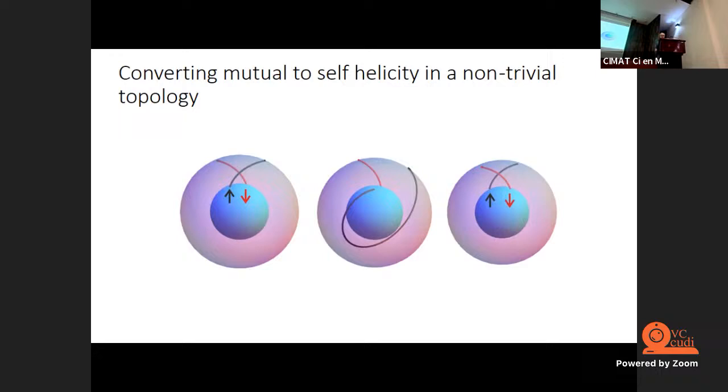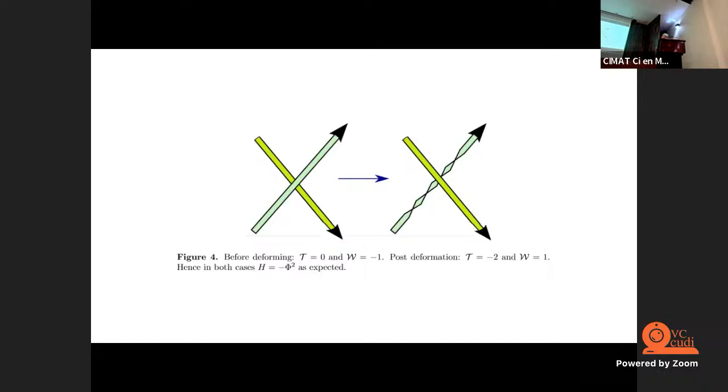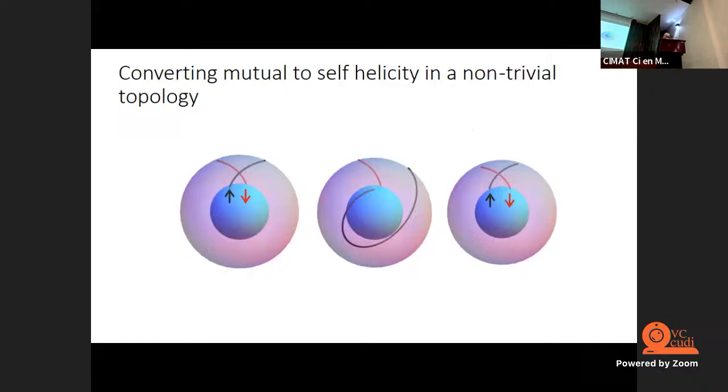So what was once a positive crossing now looks like a negative crossing. So this mutual helicity seems to have been lost. But does that mean helicity is not conserved? Well, no. Because when you do this, the end state has a lot of twist that compensates for the loss in the crossings. So if you look closely at that blue rope on the right-hand side, you'd find it has acquired some twist.